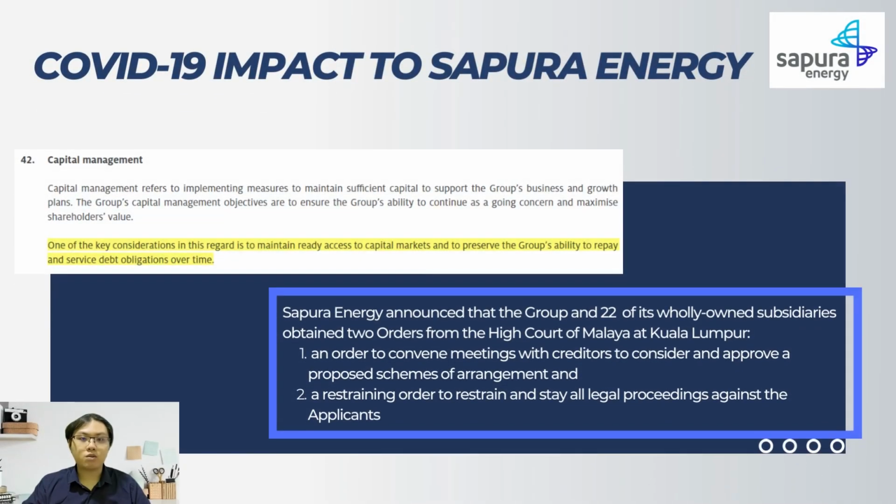The impact that this brings to Sapura Energy is that they need to maintain ready access to the capital markets and to preserve the ability to repay and service debt obligations over time. What can be seen is that Sapura Energy has announced that the group and 22 of its wholly owned subsidiaries obtained 2 orders from the High Court of Malaysia for the purpose of solving the issues of their debt.